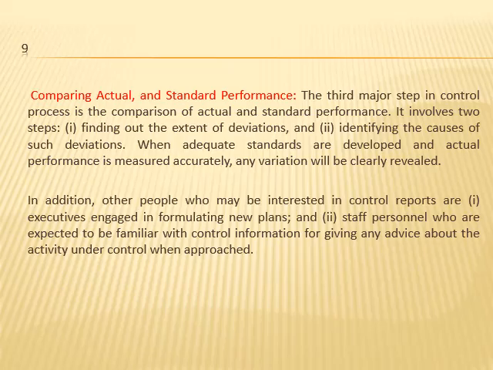A summary of the control report should be given to the superior concerned because the person on the job may need the help of his superior in improving the performance or may need warning for his failure. In addition, other people who may be interested in the control are executives engaged in formulating new plans, and staff personnel who are expected to be familiar with the control information for giving any advice about the activities under control when approached.